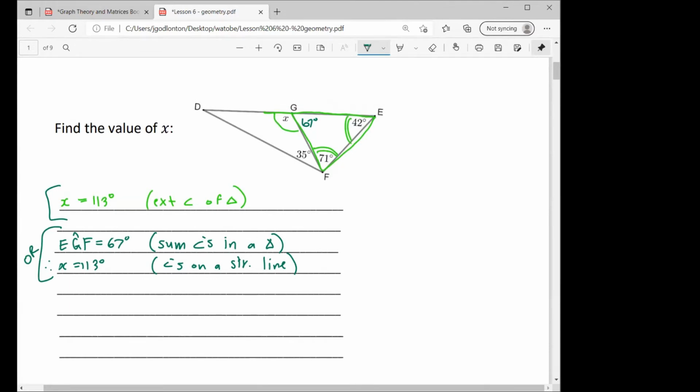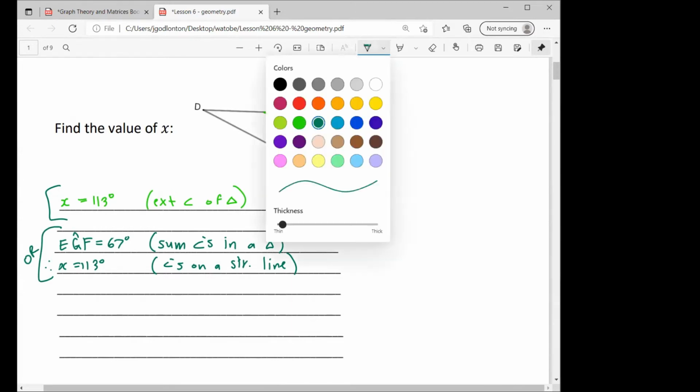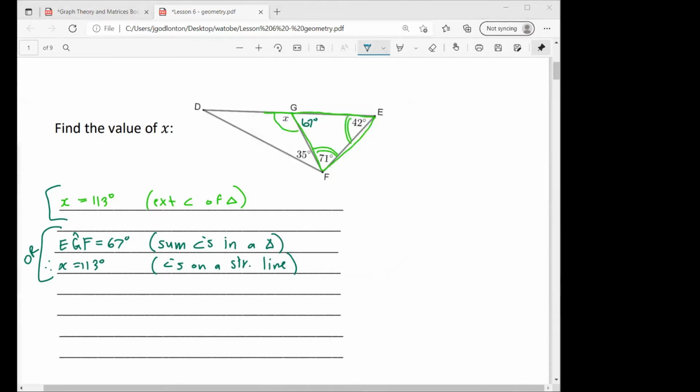Cool. Let's move on to some congruency. So let's have a look. Nolwazi, you have said you have done congruency. Can you explain to us very, very briefly, so like even one sentence, what does it mean for things to be congruent? What does the word congruent mean?